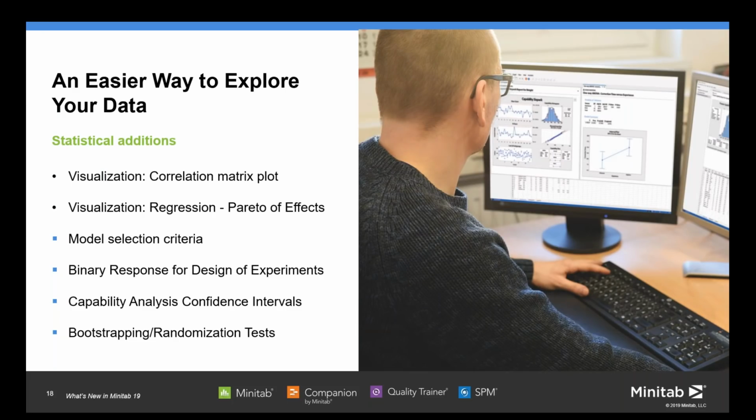So we'll take a look at the navigation when we open up Minitab in just a bit, but let's talk a little bit about some of the statistical enhancements that we've made within 19. So really key to Minitab, like I said, is making things easier for people. So when you're doing some analysis, how can we make it easier? You'll see that some of these enhancements, adding a visualization to the correlation matrix plot, visualizations to the regression analysis. Like I said, some model selection criteria for those more advanced users, incorporating binary response, capability and bootstrapping. Let's take a look at some of these.